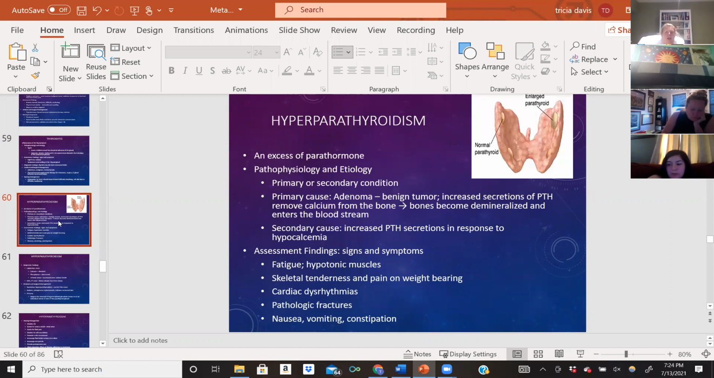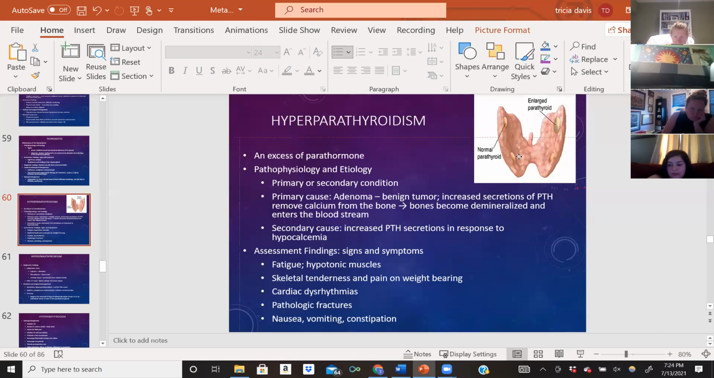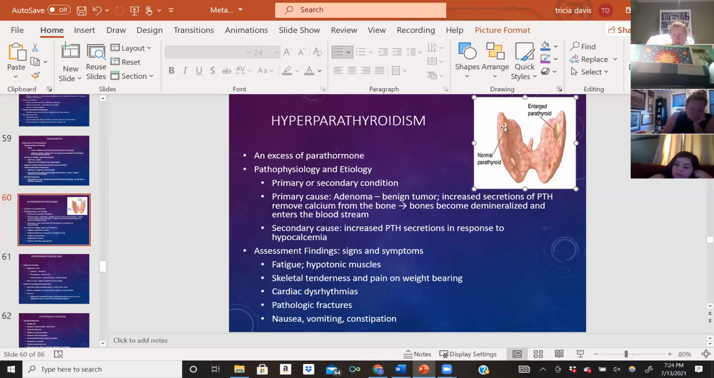All right, so now we're going to talk about the parathormone. So this is an excess of parathormone. This is a picture here at the top. This is what a normal parathyroid gland looks like right there. And then you can see the parathyroid gland over here to the right is extremely enlarged.